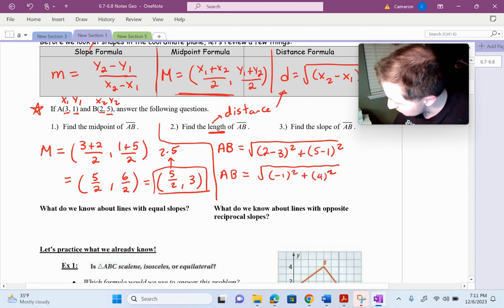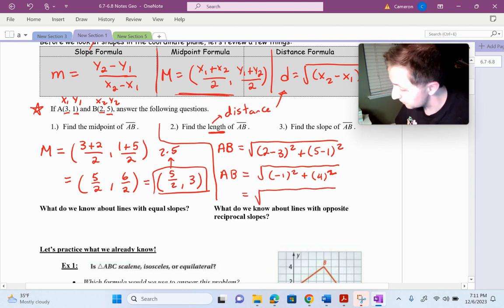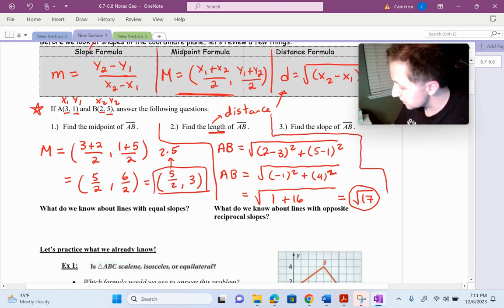You could put this in your calculator, but I'm going to do it one step at a time. Negative 1 squared, remember, would be positive 1. 4 squared would be 16. I'm going to add the two numbers, 17, and then put a radical over it. So my distance would be root 17, and you could get the decimal version of that.